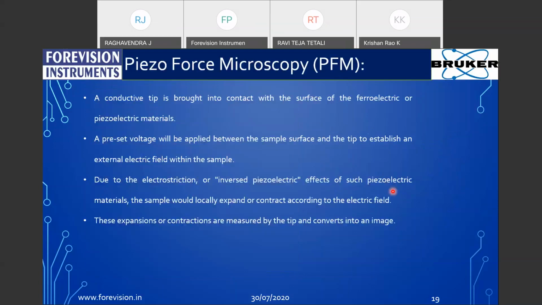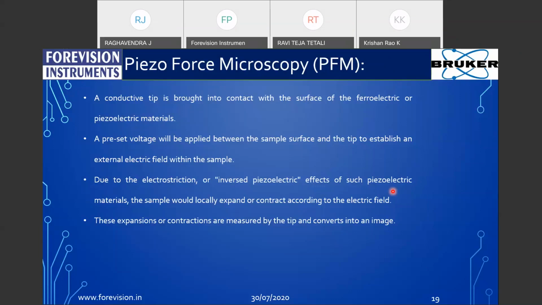Then we have piezo response force microscopy. There are a few materials that, when we apply an electric field, will either contract or expand. Based on this, we call this property piezo response. Or, when we apply a mechanical force, they produce an electric field. This is what is called the piezo function of the materials. These piezo materials are mostly ferroelectric or piezoelectric materials. We can measure the piezoelectric activity of the materials by applying a voltage and observing the contraction or the expansion of the materials.